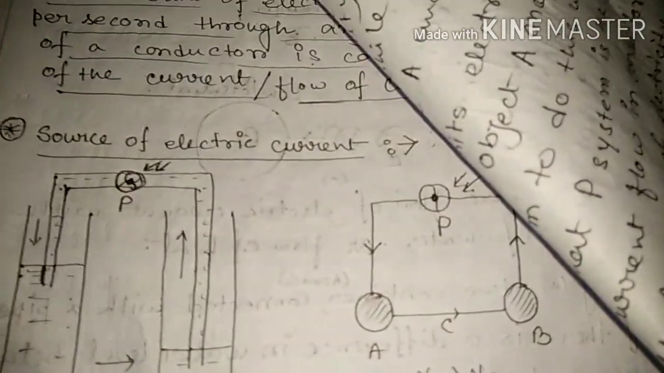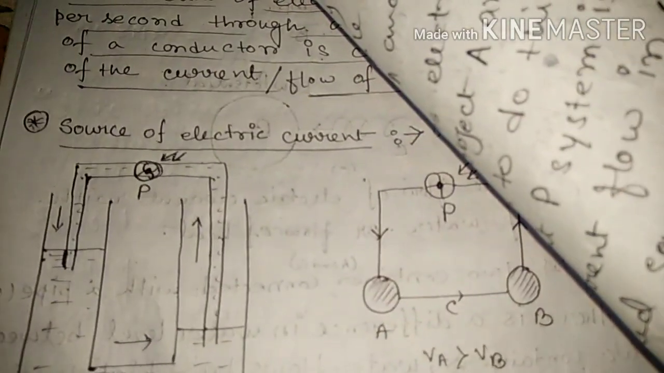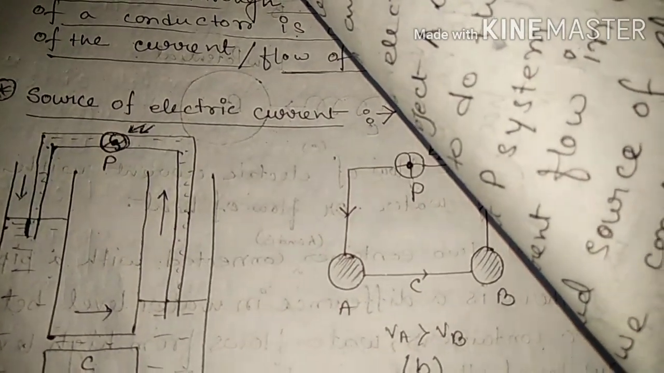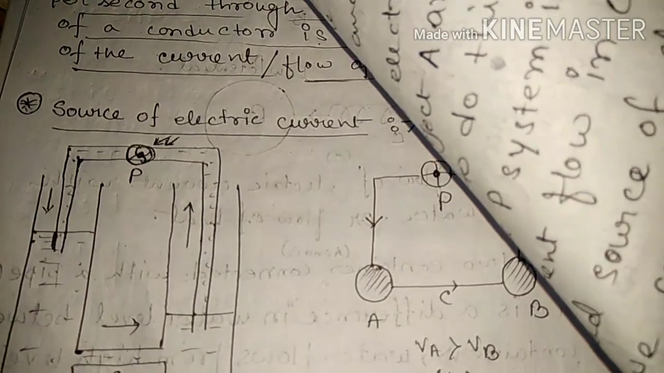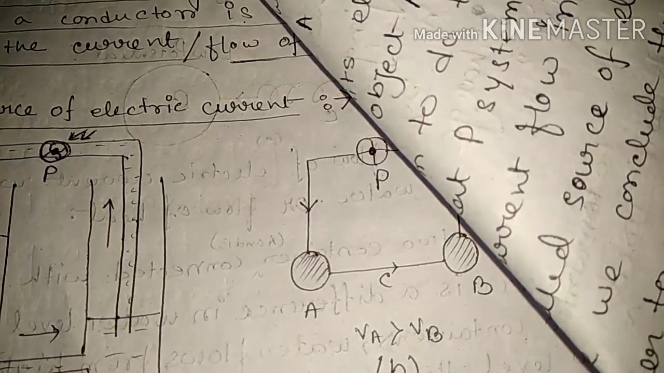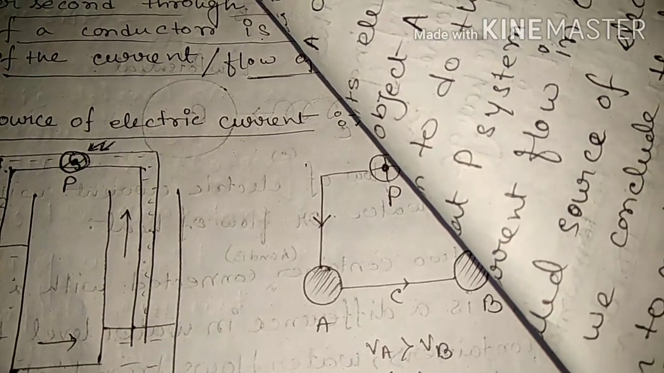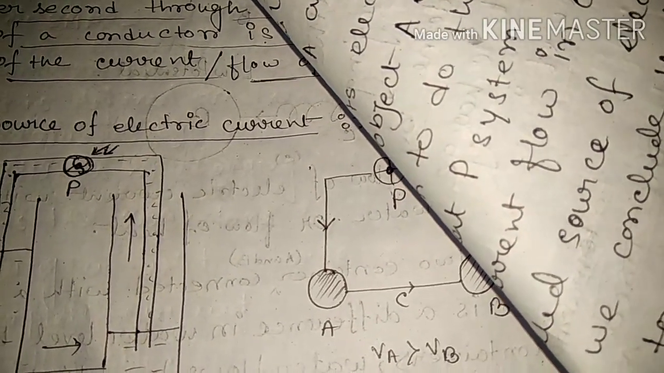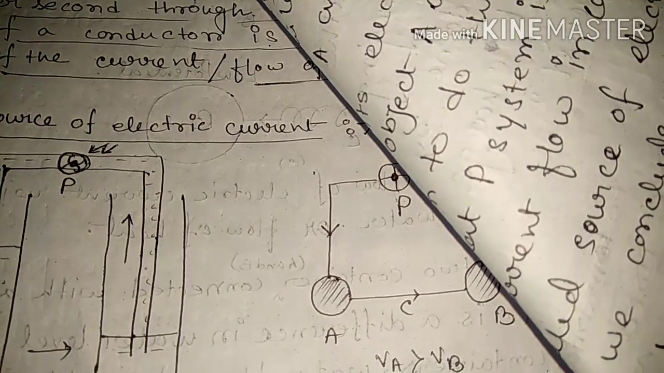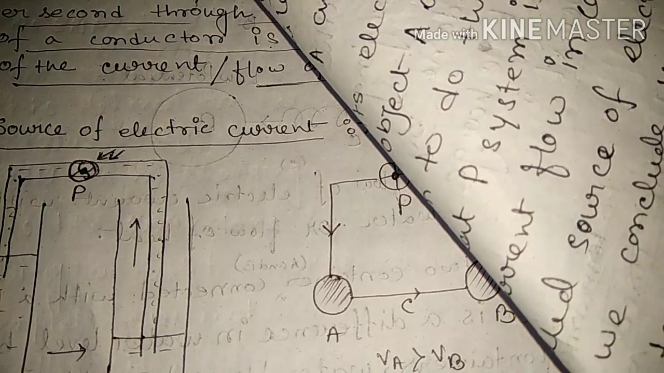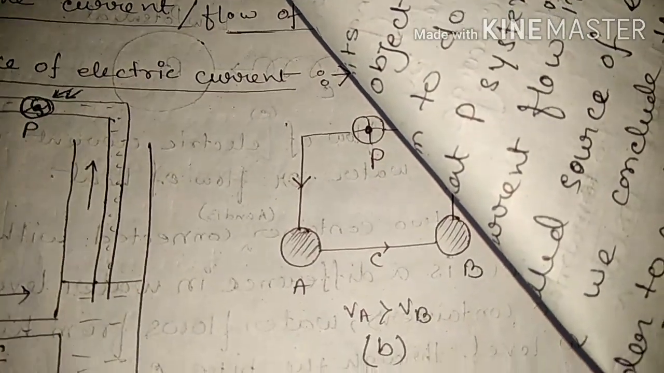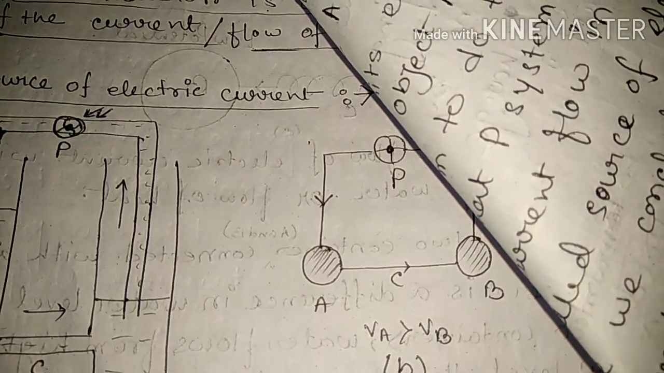Okay, so in this figure, ACB is an external circuit where the electrical energy is converted into other energy. That means if we consider an example, an electric fan, the electrical energy is converted into mechanical energy. For an electric bulb or tube, the electrical energy is converted into light energy and heat energy. That's why this ACB is an external circuit.